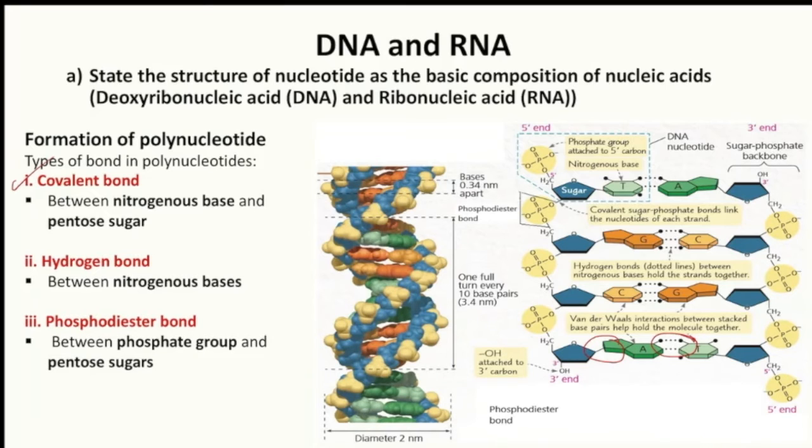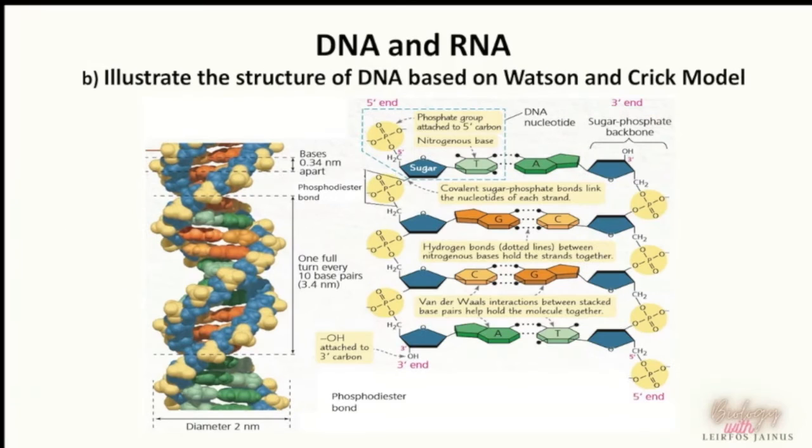The phosphodiester bond will form between the phosphate group and pentose sugar. So this is the covalent bond, and here is the hydrogen bond, and here is the phosphodiester bond. Next, the structure of DNA based on Watson and Crick model.